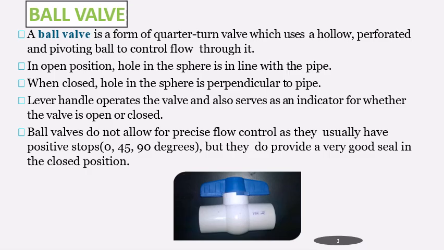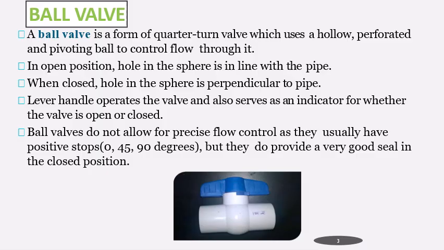First is the ball valve. A ball valve is a form of quarter-turn valve which uses a hollow, perforated and pivoting ball to control the flow through it. In the open position, the hole in the sphere is in line with the pipe. When it is closed, the hole in the sphere is perpendicular to the pipe. A lever handle operates the valve and also serves as an indicator for whether the valve is open or closed.